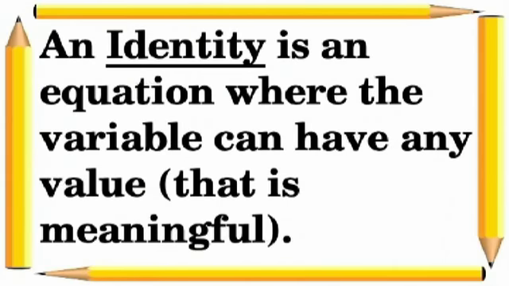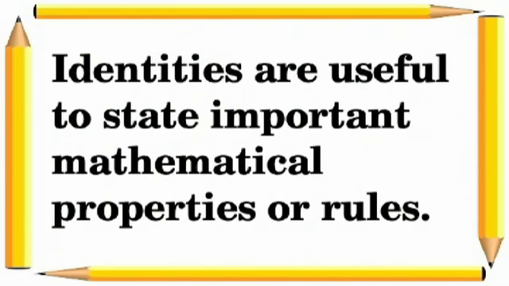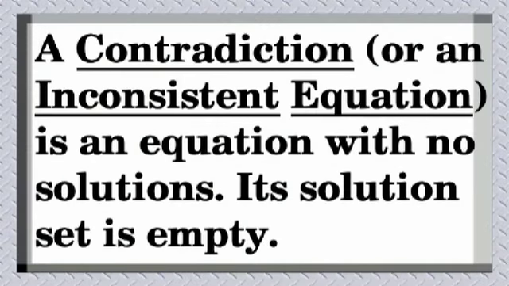An identity is an equation where the variable can have any value that is meaningful. Identities are useful to state important mathematical properties or rules. A contradiction, or an inconsistent equation, is an equation with no solutions. Its solution set is empty.